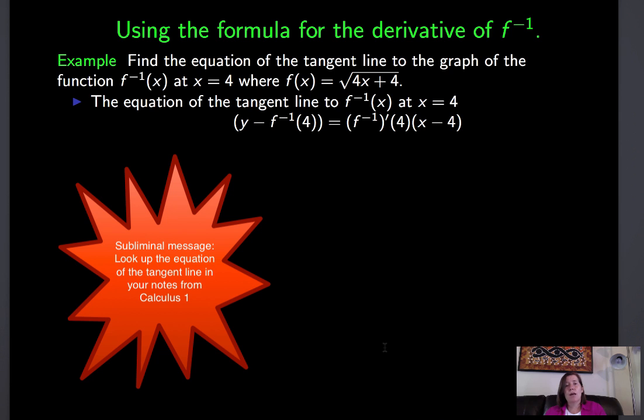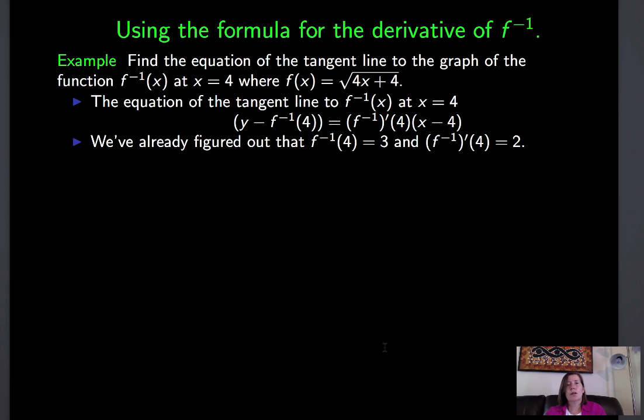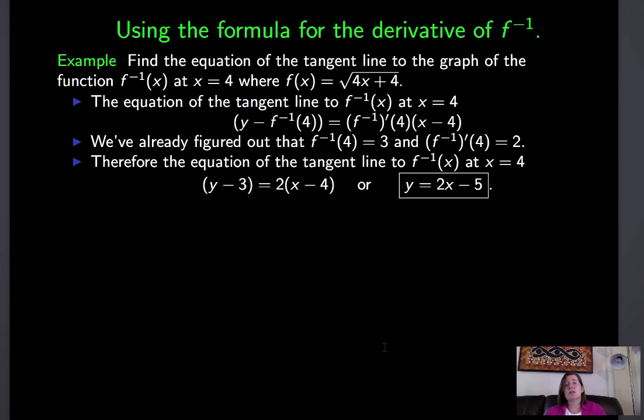And that's y minus f inverse of 4, and that equals the slope, which is f inverse prime of 4, times x minus 4. We've already figured out that f inverse of 4 equals 3 and f inverse prime of 4 equals 2. So I can substitute these into the equation of the tangent to get y minus 3 equals 2 times x minus 4. If I tidy that up, I get y equals 2x minus 5.